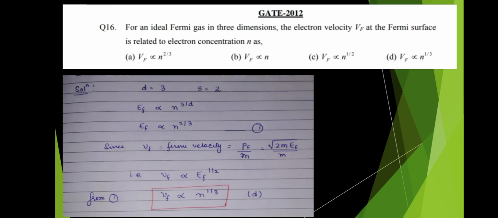As we know, Fermi energy is related to number density as n raised to power s by d. So plugging the values, the Fermi energy will be proportional to n raised to power 2 by 3. Now Fermi velocity, we know it will be Pf divided by m, and we know that Pf is under root 2 m E. So Vf will be proportional to Ef raised to power 1 by 2. So from the first equation, the Fermi velocity is proportional to n raised to power 1 by 3. So option D would be the correct answer.